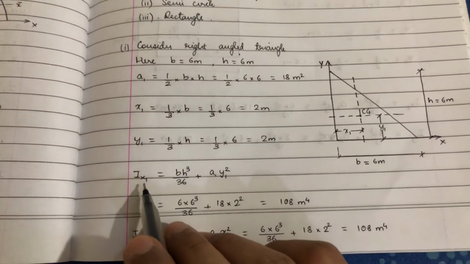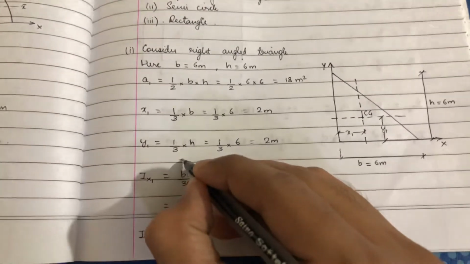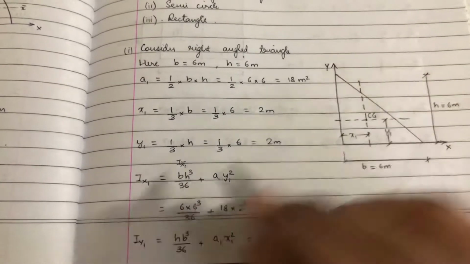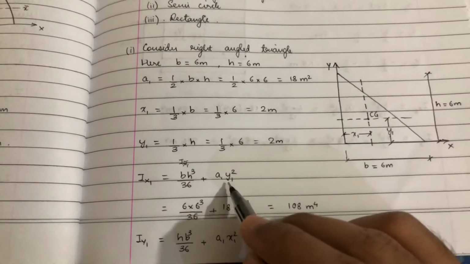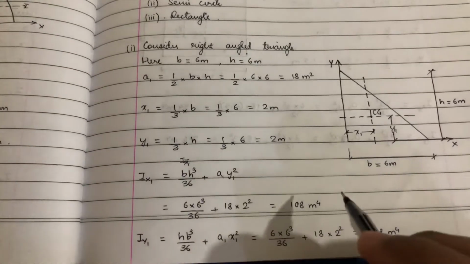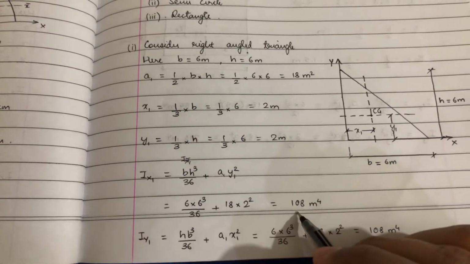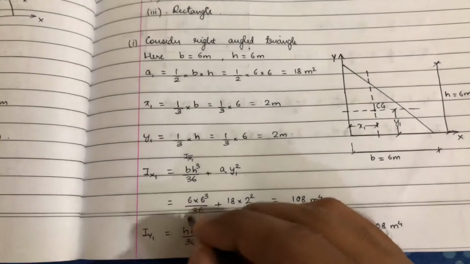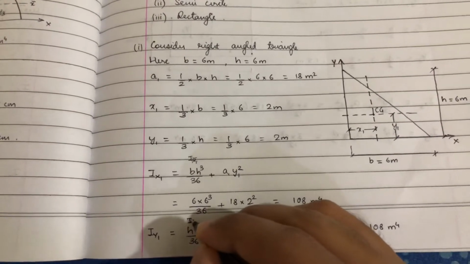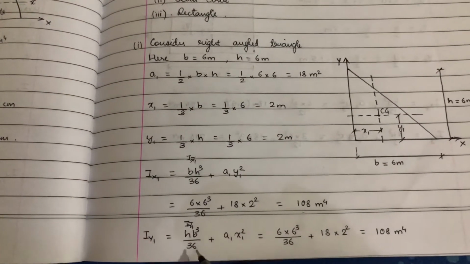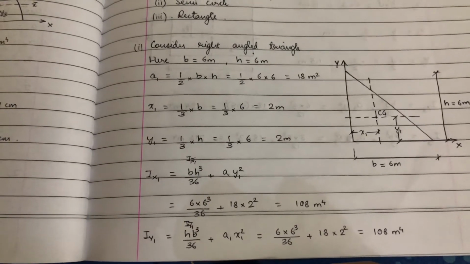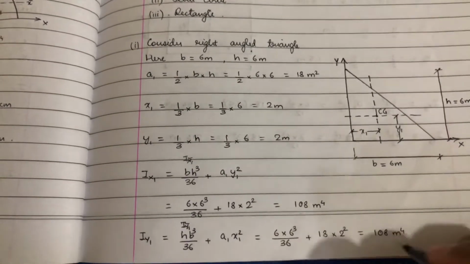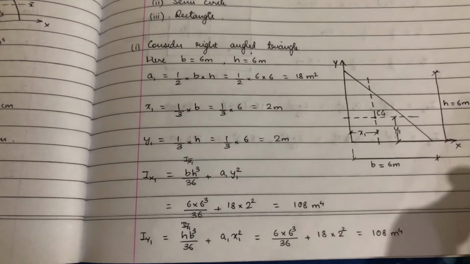So formula of Ix1 is equal to, this is Ix1 bar. So Ix1 bar for a right angle triangle is what? BH cube by 36 plus A1 Y1 square. So substituting all the values, we will get Ix1 as 108 meter to the power 4. Similarly, Iy1 will be what? This is Iy1 bar. So the formula for Iy1 bar is HB cube upon 36 plus A1 x1 square. Putting all the values, we get Iy1 as 108 meter to the power 4.